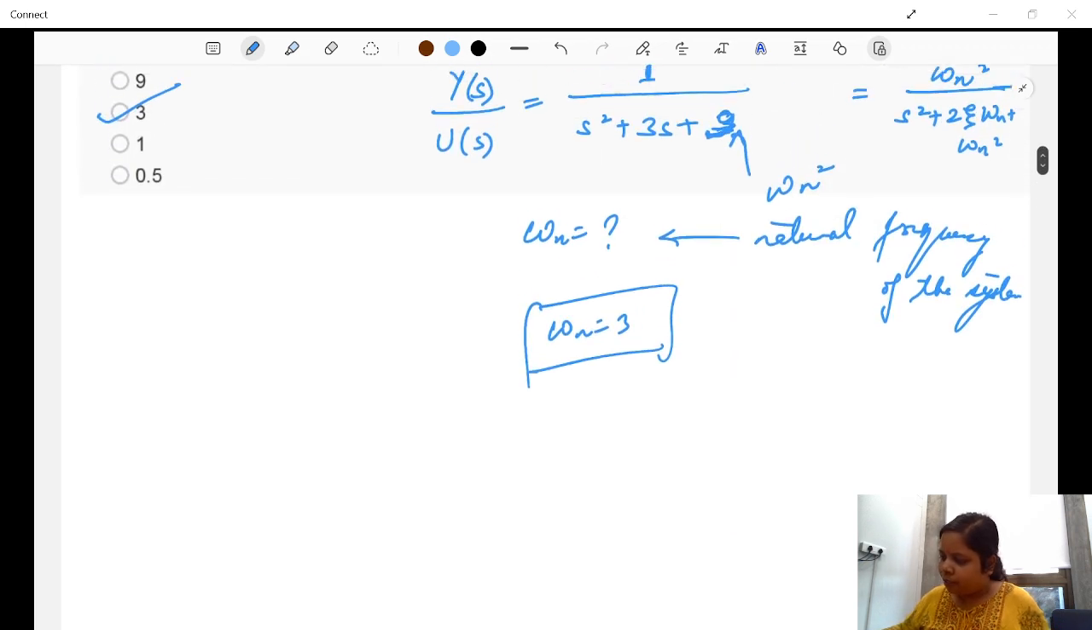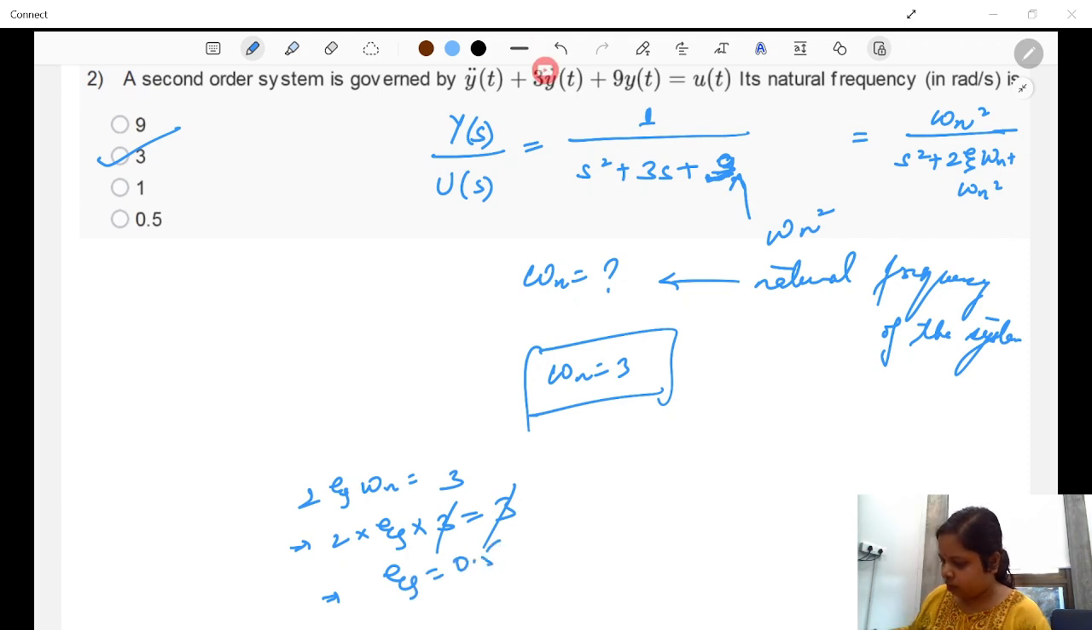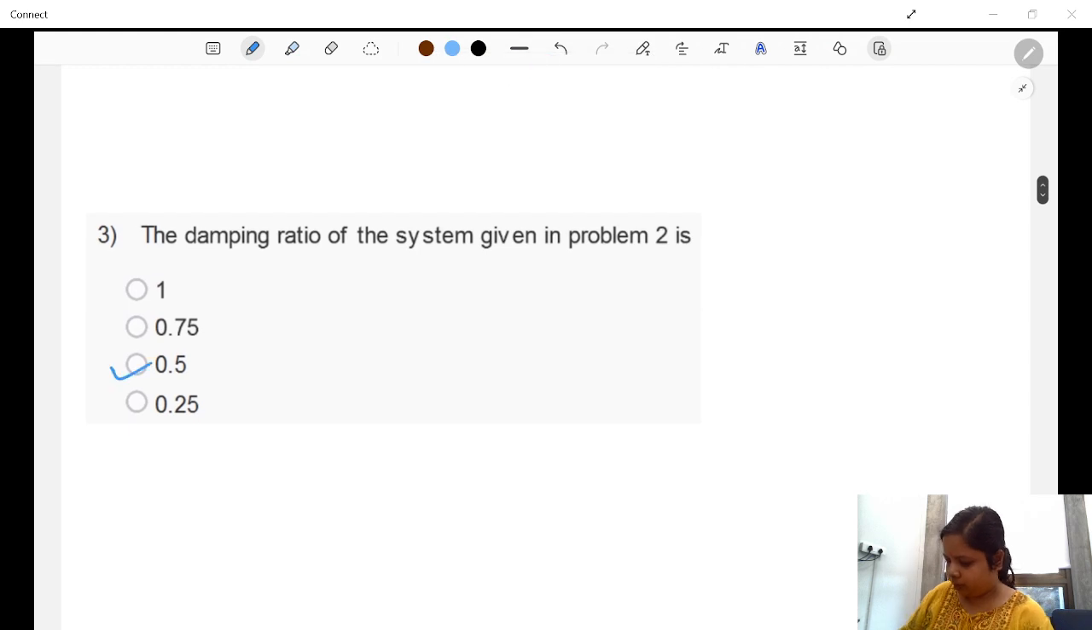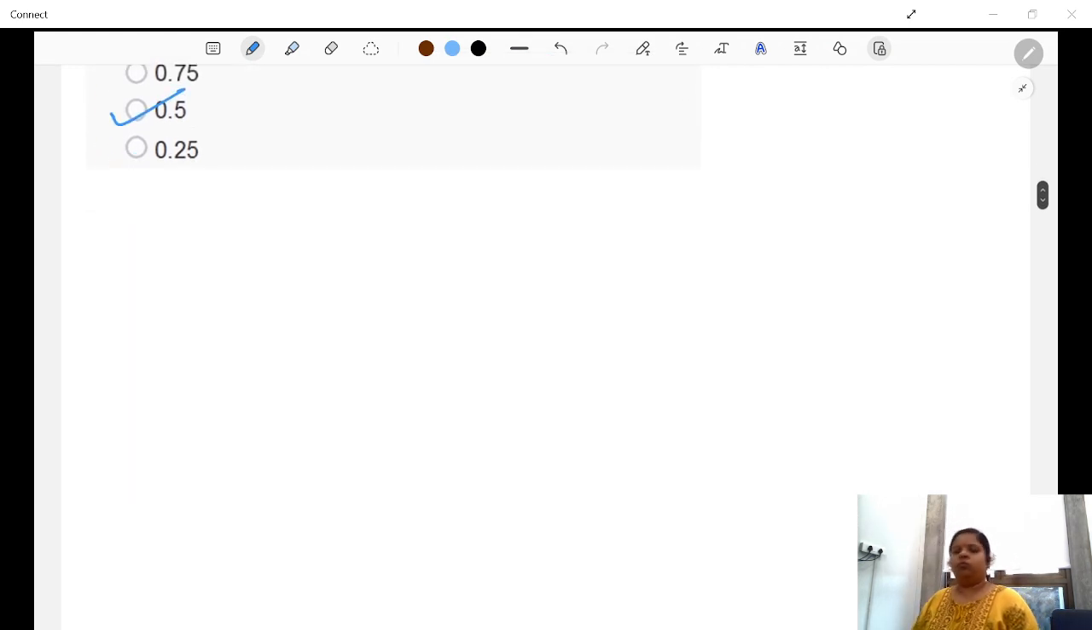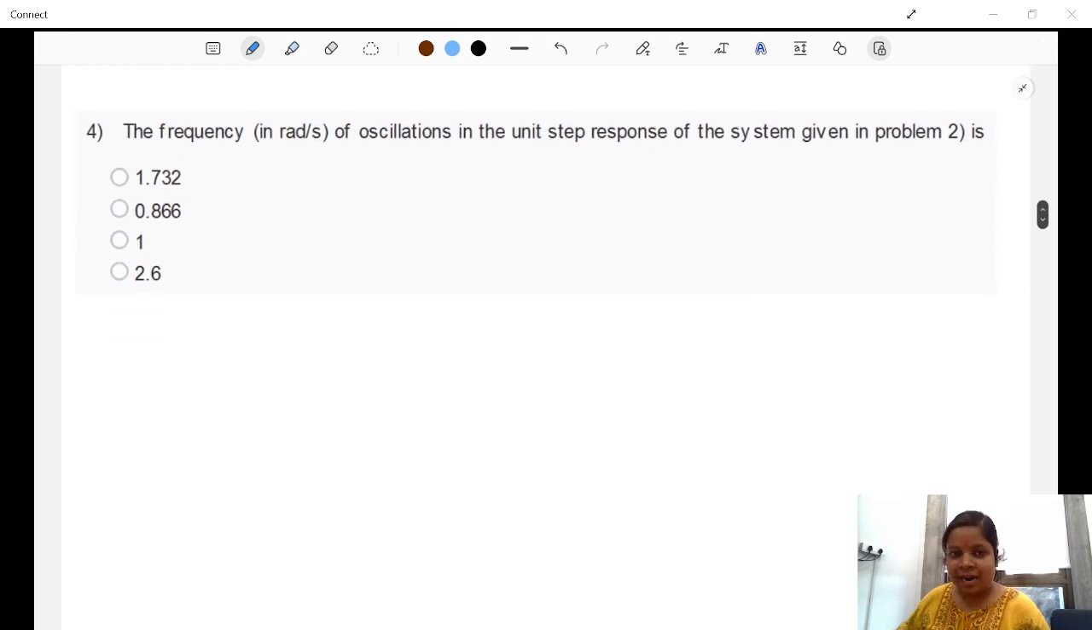In the same question, we want to find the damping ratio also. So that is also easy. 2 zeta omega n has to be compared with 3. You know 2 into zeta into 3 is equal to 3, the 3 cancels out and you get zeta is equal to 0.5. So when you get this equal to 0.5, you can take this answer. So this was really the basic understanding of a second order system.